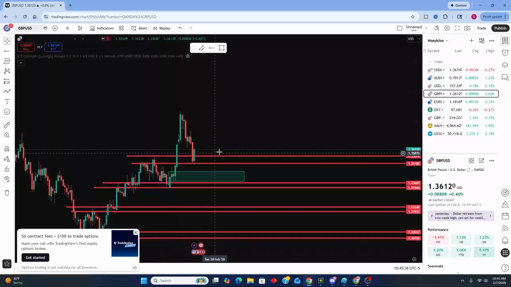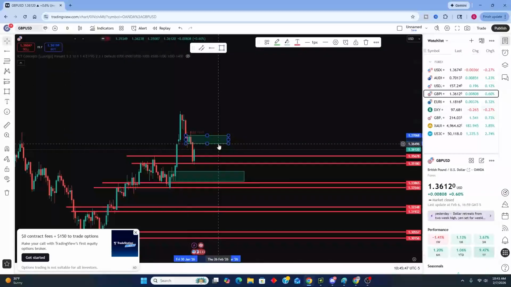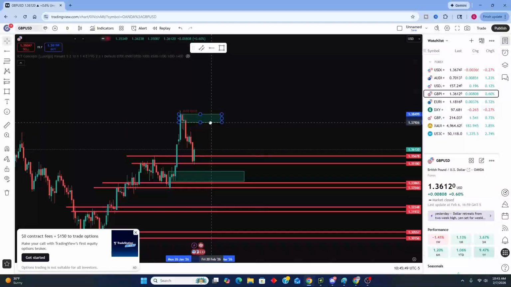For a supply zone, you mark the one opposite candle before a big move. Either this one or this one for sells. Understand? We're marking where the imbalance started, not the entire move.